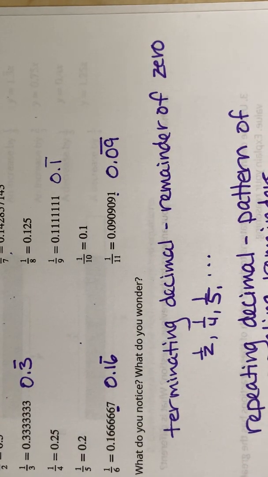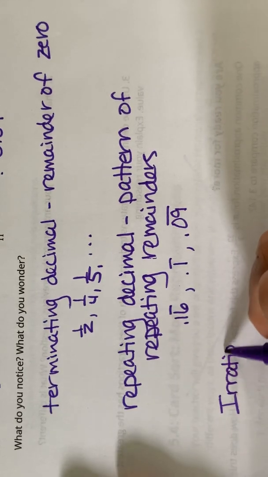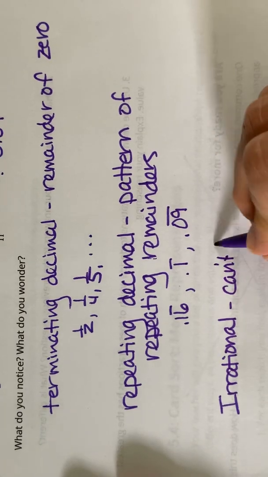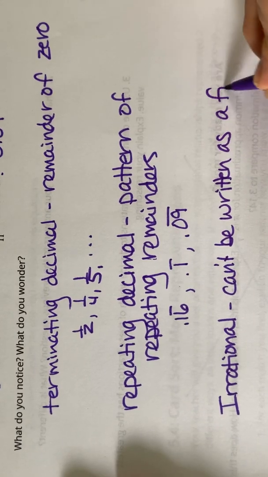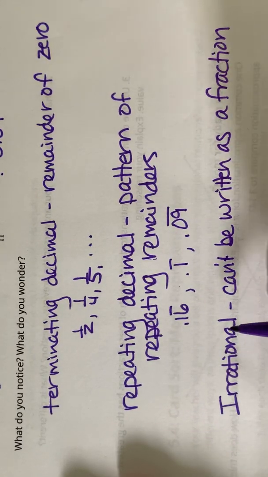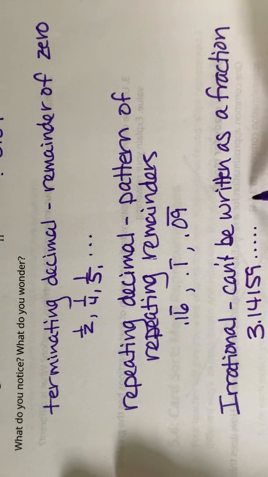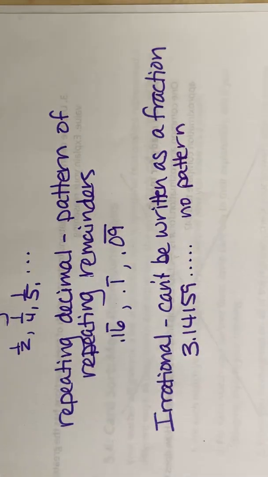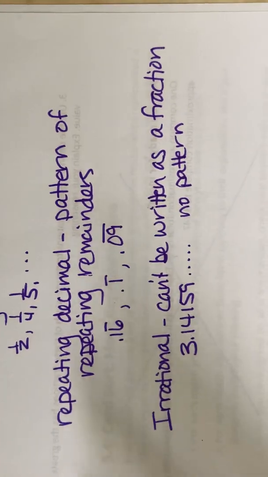You also have decimals that go on forever. Those are irrational numbers, okay? So the last one is irrational. It can't be written as a fraction, okay? And that's a number like pi, where it just goes 3.14159, and there's no pattern, okay? Or none that anybody has found in this lifetime. Okay, so in other words, it can't be written as a fraction because there's no way to write it.